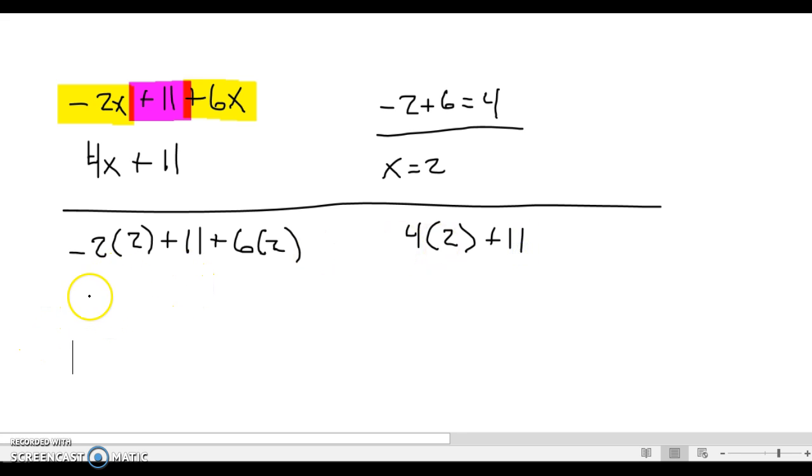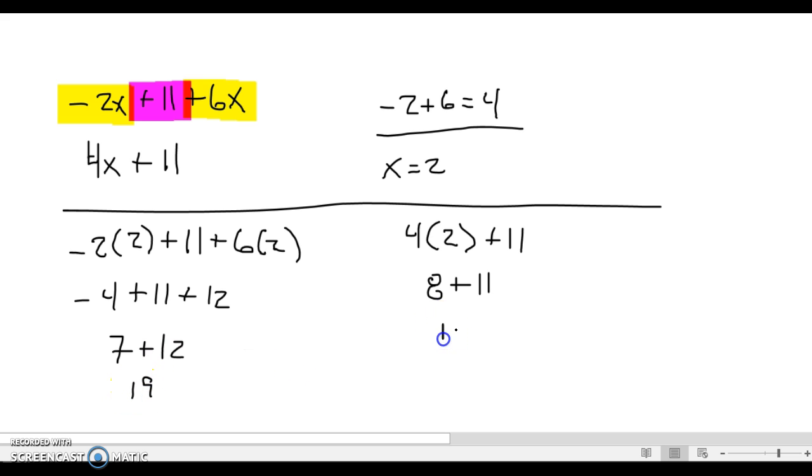So let's just go through and do our multiplication left to right. I have negative 4 plus 11 plus 12, and I have 8 plus 11. Negative 4 plus 11 is going to give me 7 plus 12, and that's going to give me 19. 8 plus 11 also gives me 19. So it looks like both of these expressions produce the same output when our input is defined as x equals 2. This is what we're going to do for the problems that you're working on for homework.